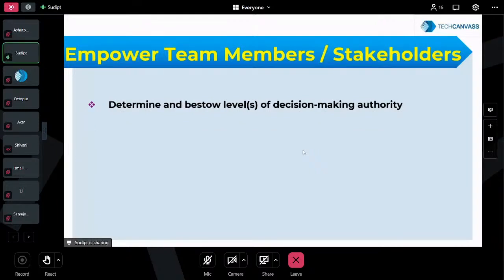Our next task is empowering the team members or stakeholders. Under this particular task, you should be able to determine and bestow the level or levels of decision-making authority within the team members or within the stakeholders. Team member or stakeholder empowerment is another key area that you all as potential PMP candidates should be aware of. Whether organizing teams around team strengths, evaluating task accountability of the team, or supporting task accountability, a project manager is vital for such team empowerment.